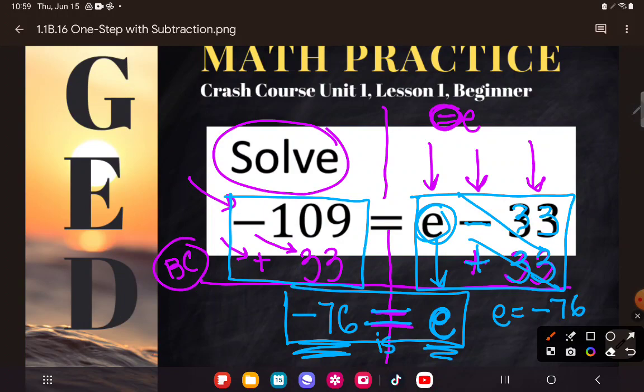We solved this. E is not a mystery. I know what he is. He's the same as negative 76.